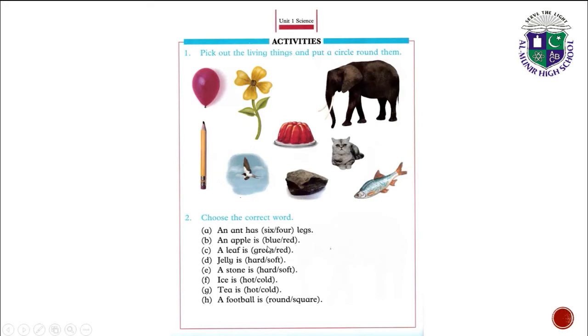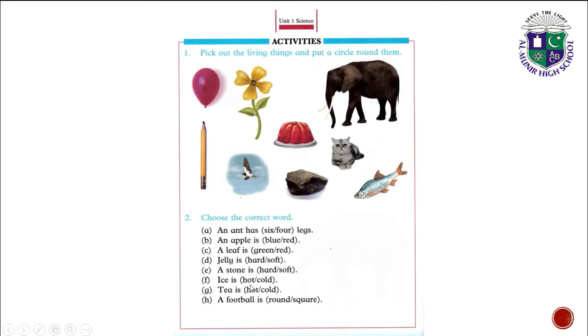An apple is blue or red? Red. So tick the red. A leaf is green or red? Green. Tick on the green. Jelly is hard or soft? Jelly is soft. So tick on soft. A stone is hard or soft? A stone is hard. So tick on hard.